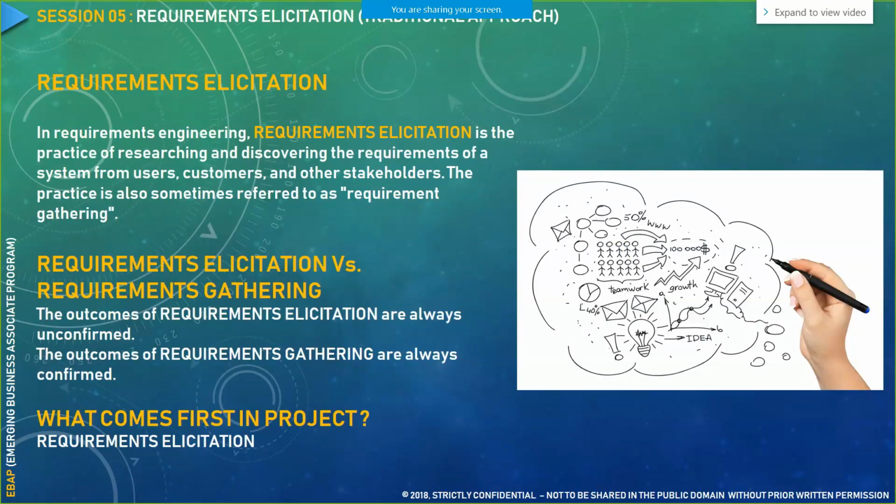Okay. Now, what is requirement elicitation in the first place? It is the practice of researching and discovering the requirements of a system from users, customers, and other stakeholders. So whenever we start requirement elicitation, we tend to conduct multiple interviews, focus group sessions, workshops, JAD sessions. We apply multiple interviewing techniques and requirement gathering techniques. Those techniques would ultimately give us requirements which are not in a confirmed state. They would always be in an unconfirmed state.